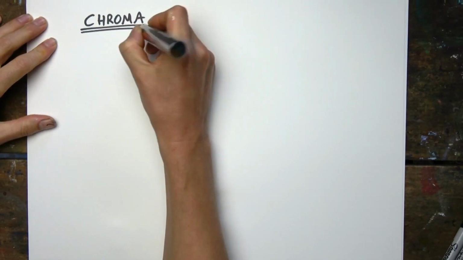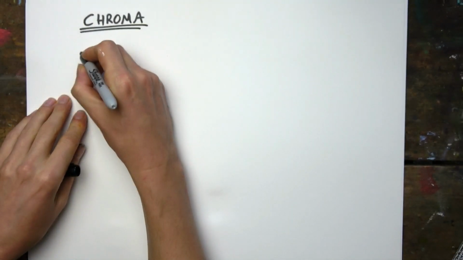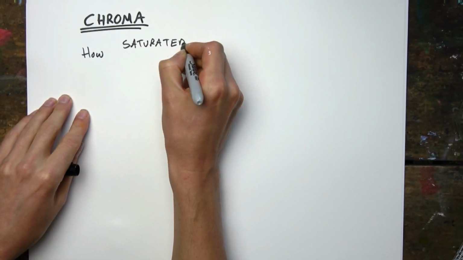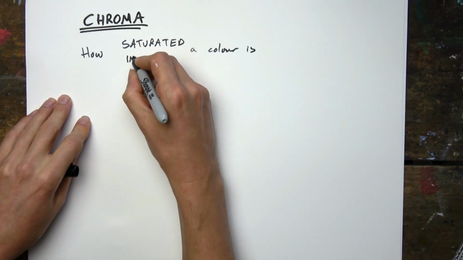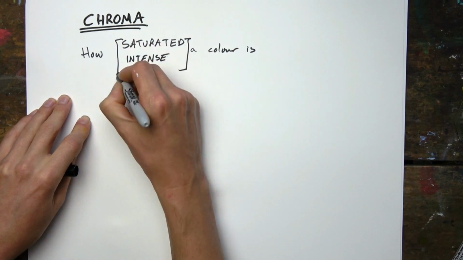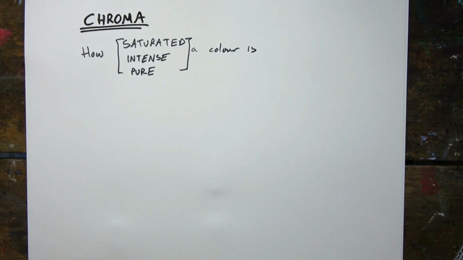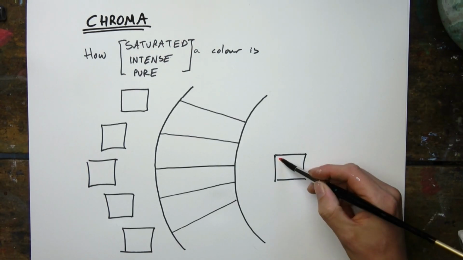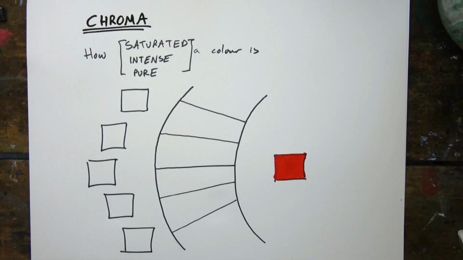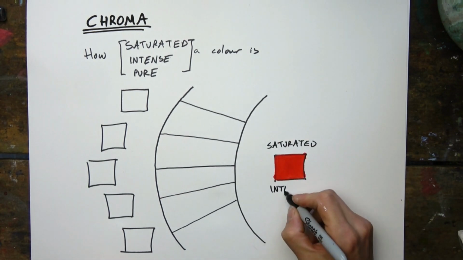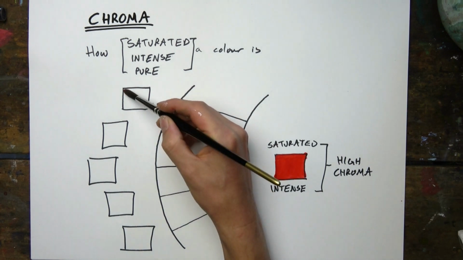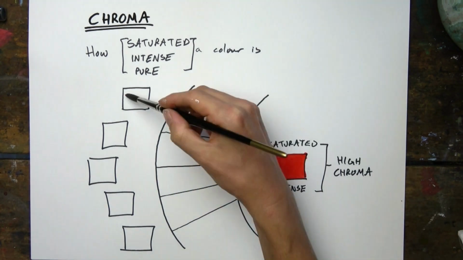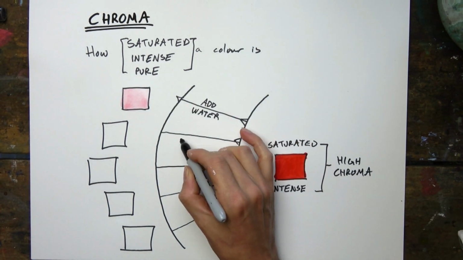Then last but not least, we have chroma. And chroma is essentially how saturated a colour is, or you could replace this with how intense or how pure a colour is. So as an example, let's take Pyrrole Red, a beautiful orange, vibrant and strong red. This is it straight out of the tube, highly saturated, very intense, pure, high chroma red.